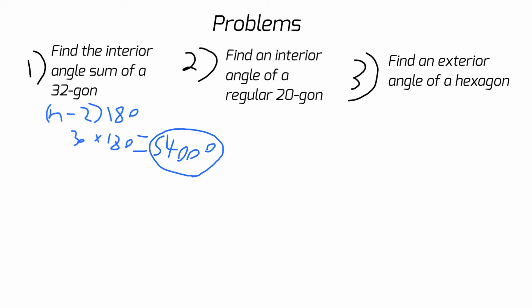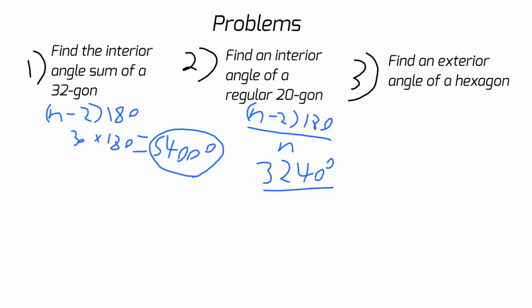If we move on to number 2, find the interior angle of a regular 20-gon, we use the same equation, (n minus 2) times 180, divided by n. When 20 is n, 20 minus 2 equals 18, and 18 times 180 will equal 3,240 degrees. Divide all of this by 20, because that is the number of sides we have. We get 162 degrees, which is our answer.